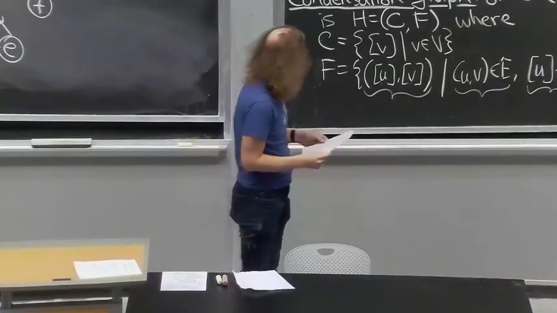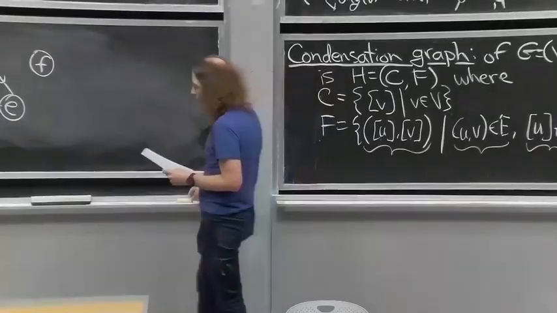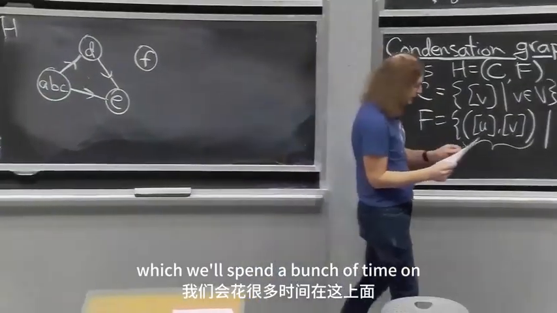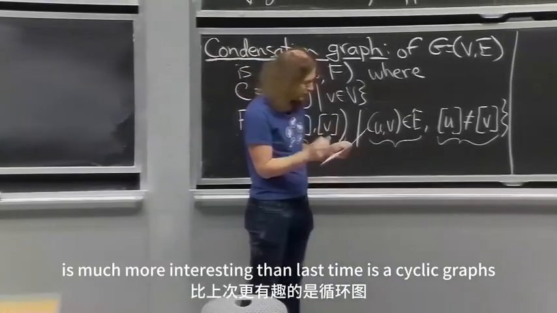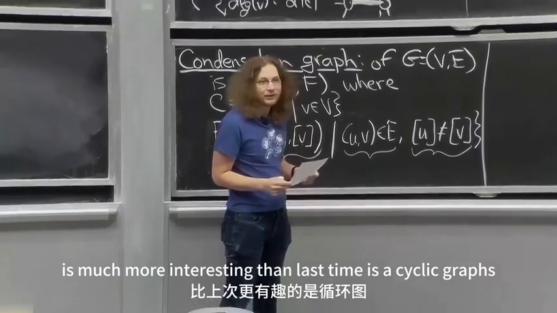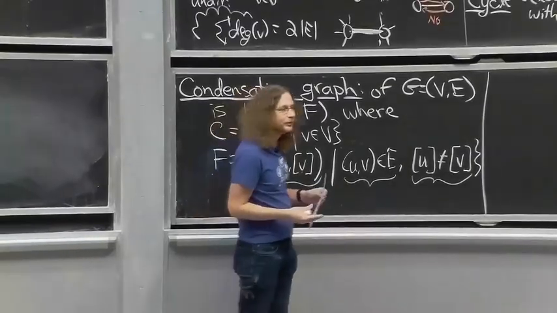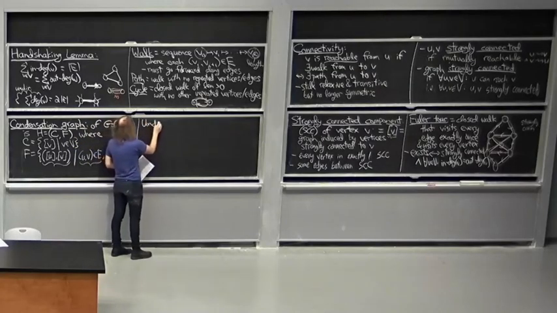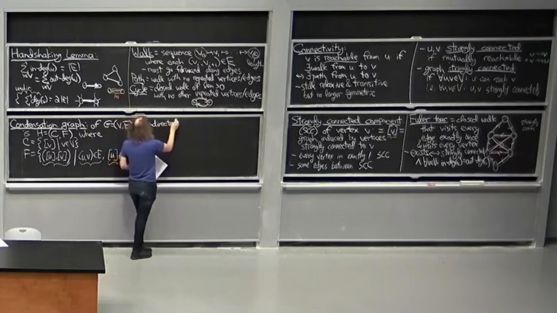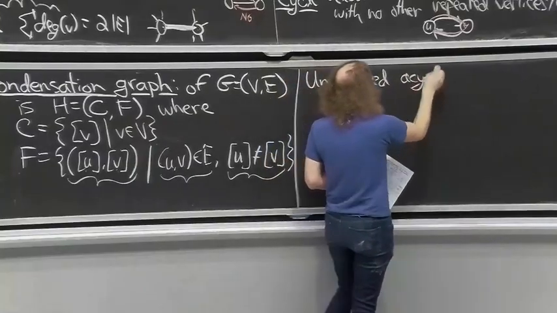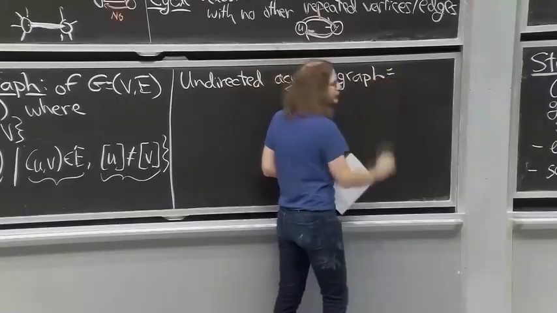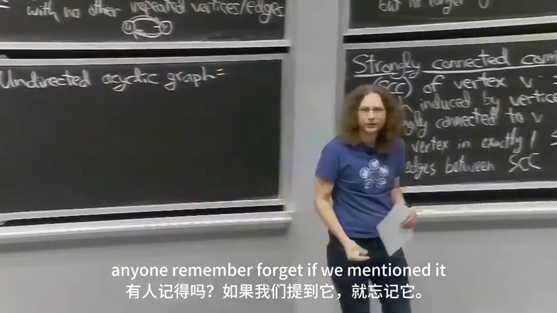All right. Next topic, and actually the last topic, which we'll spend a bunch of time on, is much more interesting than last time: acyclic graphs. So what would you call an undirected acyclic graph? Anyone remember? I forget if we mentioned it.